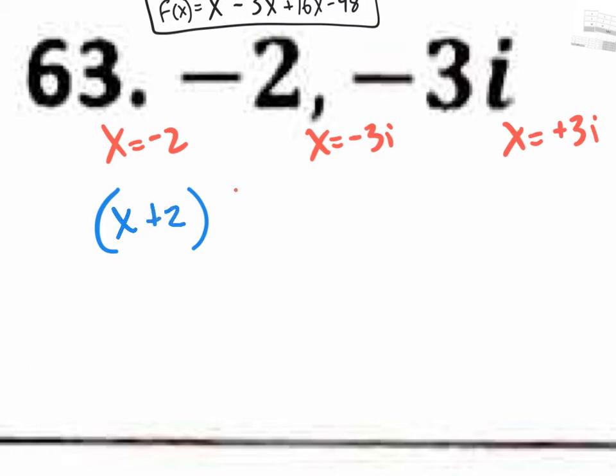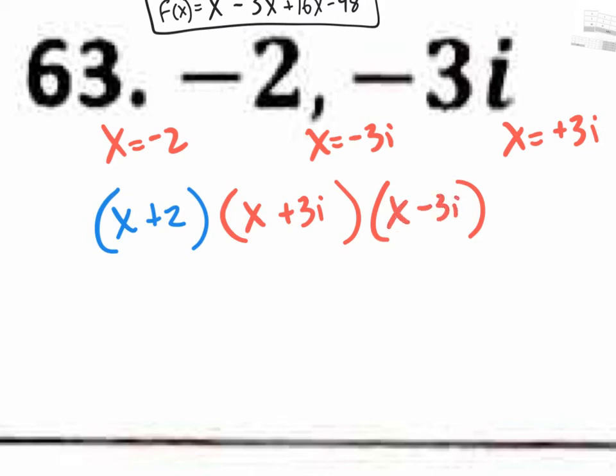Now let me jump over here. I'm not even going to set them equal to 0, but what binomial would give me x equals negative 3i? X plus 3i, thank you very much. And the last one over here, what binomial would give me the answer x equals positive 3i? X minus 3i. Okay, and what are we going to begin multiplying with? The x plus 2 or the i's? The i's, right? The complex binomials.